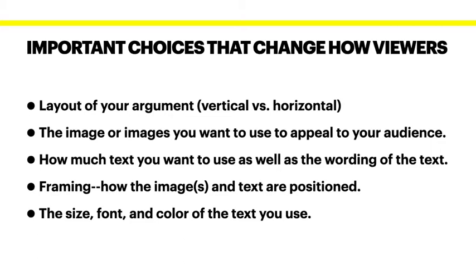Then you want to consider how much text you want to use as well as the wording of the text. And that's really important when we get to the framing, so how the images and the text are positioned in relationship to one another, especially if we think about depending on that framing, viewers would focus on different information first and then look at the other information later. So we really want to frame it in a way that benefits that argument and follows that logical progression.